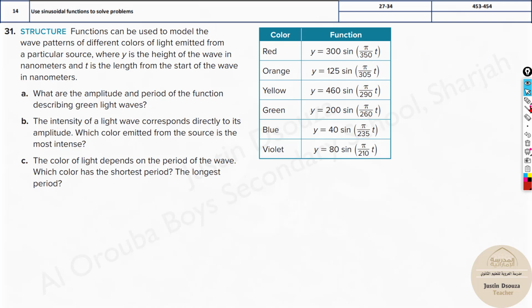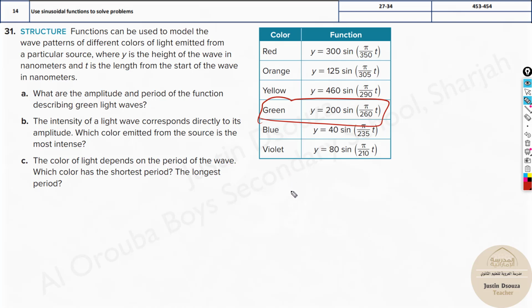Here, another interesting question with some tables over here. Functions can be used to model the wave patterns of different colors of light emitted from a particular source, where y is the height of the wave in nanometers and t is the length from the start of the wave in nanometers. What are the amplitude and period of the function describing green light waves? Okay, they have told just find the amplitude and period. It's very simple, just the green light. Over here they have given for different lights all the details.